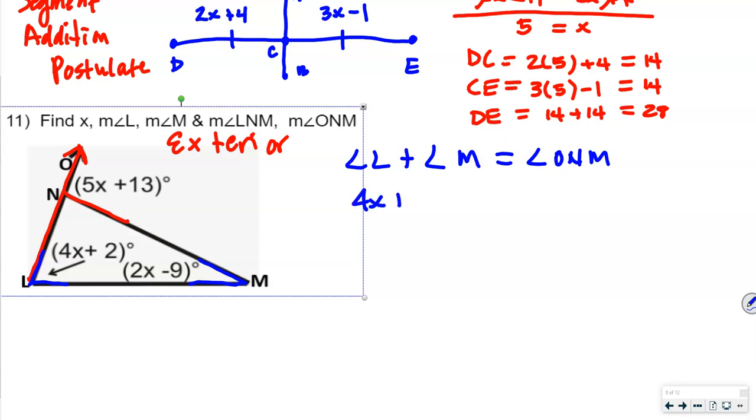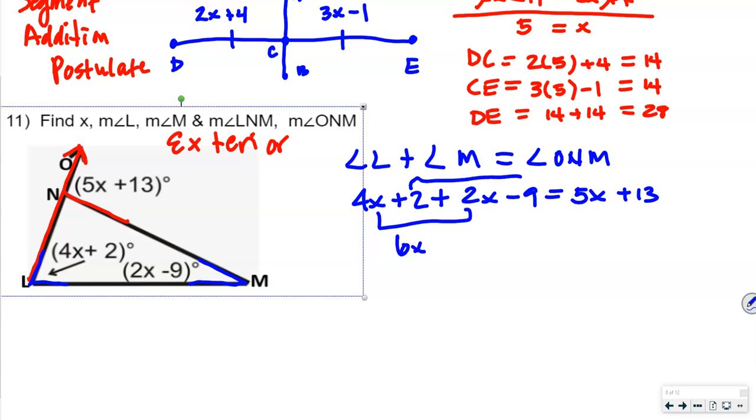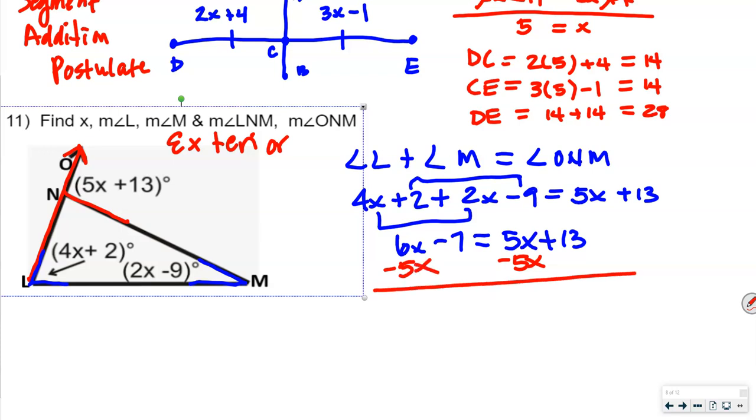We're going to do 4x plus 2 plus 2x minus 9, and we're going to set that equal to our 5x plus 13. Combine our like terms right here. So that's going to be 6x, and 2 minus 9 is minus 7. That's equal to 5x plus 13. Now we're going to move our x's to one side and our constants to the other. So I'm going to subtract 5x from both sides. That's going to leave me x over here, and that's now gone. And we're going to add 7 to both sides. So that means x is equal to 20, right?